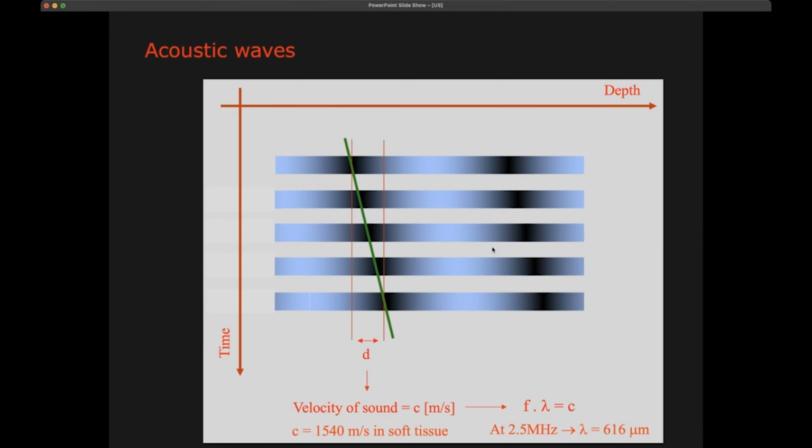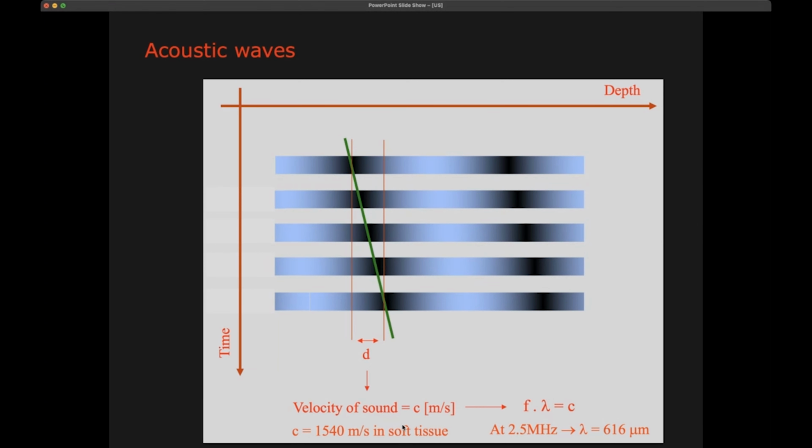And the sound velocity depends on the medium. So that is a fixed value for a certain medium. We cannot change this. That depends on the density of the medium. For example, in soft tissue, and that's an average that we use for imaging, the velocity is about 1500 meters per second. This is fixed, we cannot change it. So this is something that we always have to keep in mind.